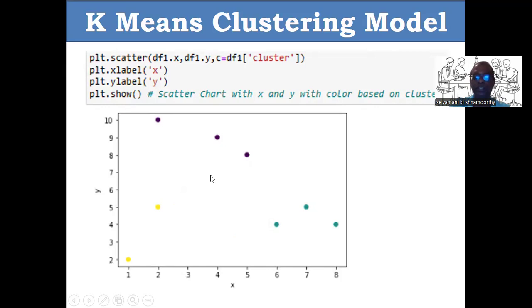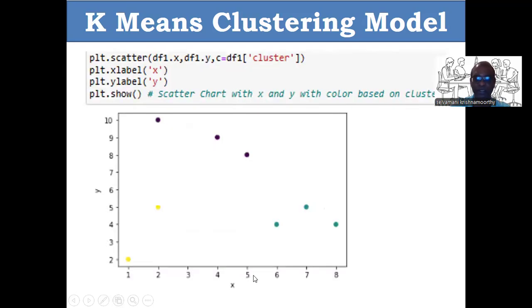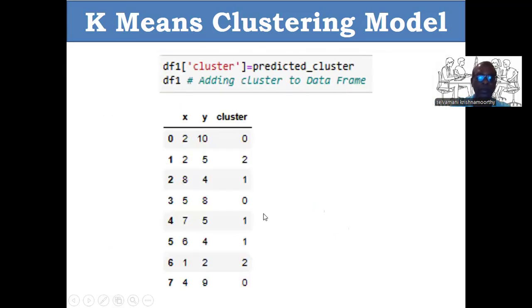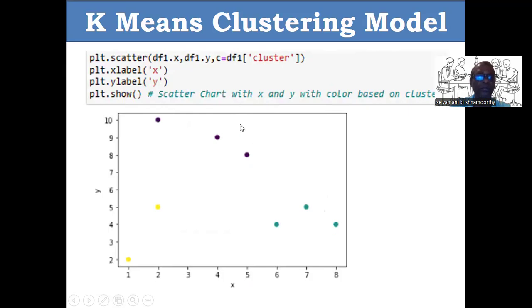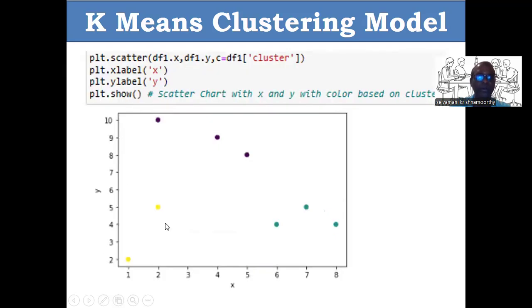That means what? Whichever is marked as 0, if cluster is 0, these points will be in a different color. That means 2, 10. These will be navy blue. Those assigned to cluster 1, 8, 4, 7, 5, 6, 4 will be this color, dark blue. Those assigned to the second cluster will be in yellow color.